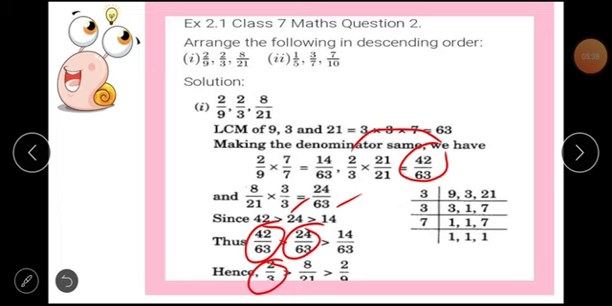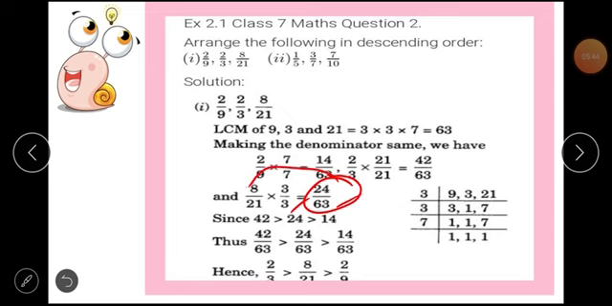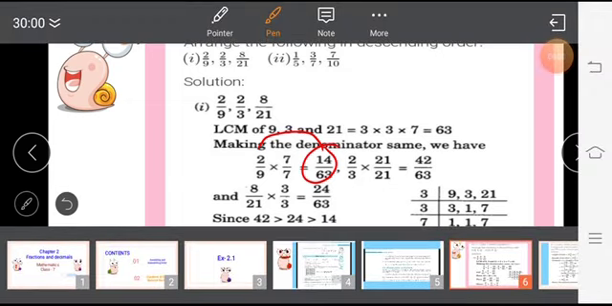Sorry, 24 upon 63. This one. 24 upon 63 is equal to 8 upon 21. So you will write down 8 upon 21. And your last number is 14 upon 63, and this is equal to 2 upon 9. So you will write down in the form of questions.